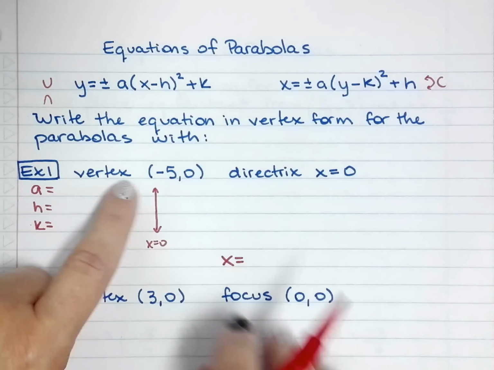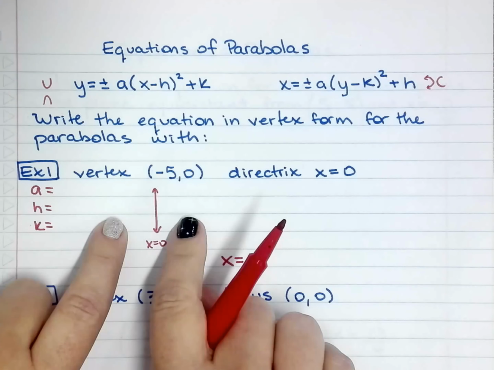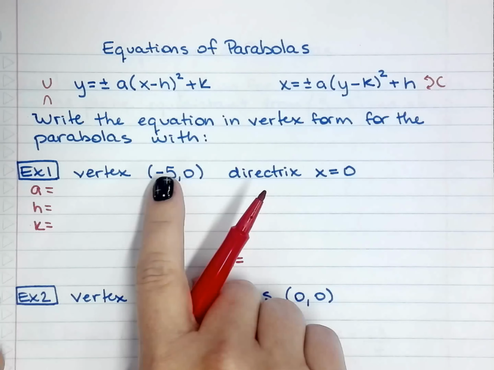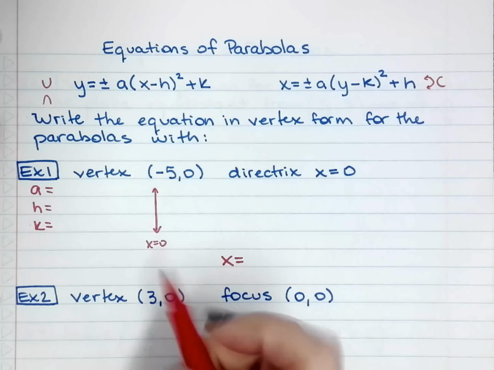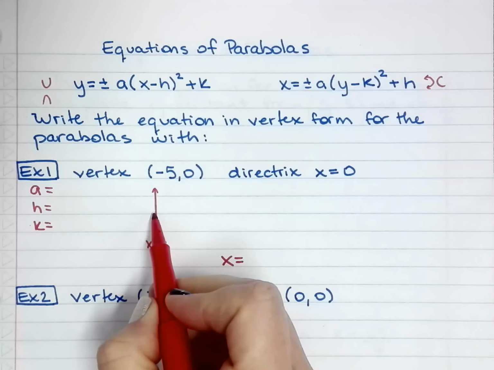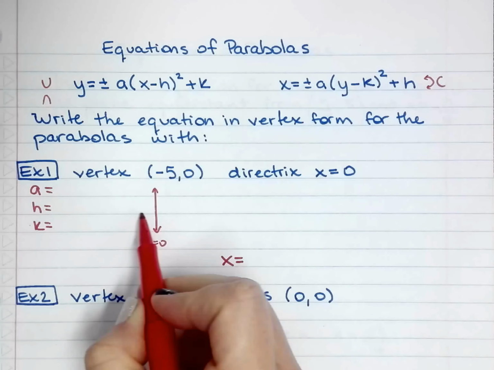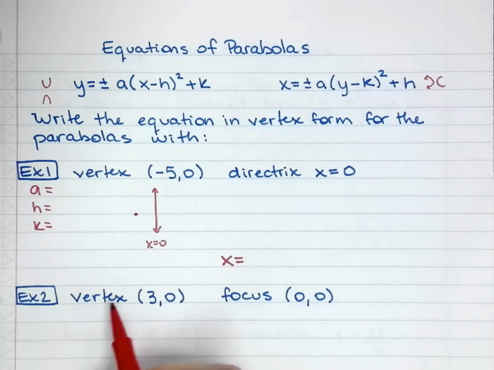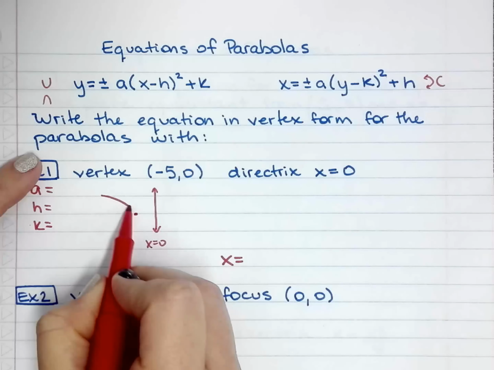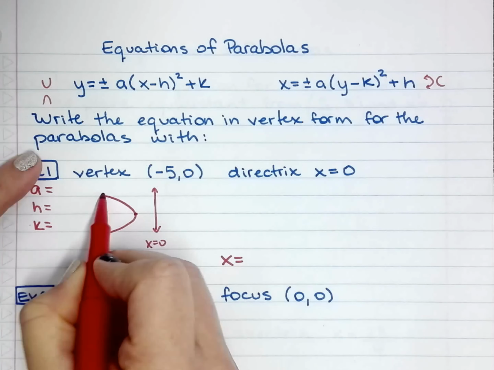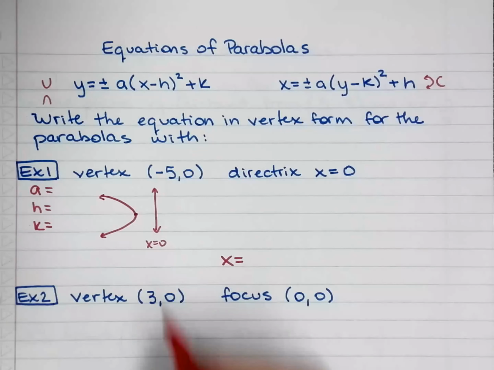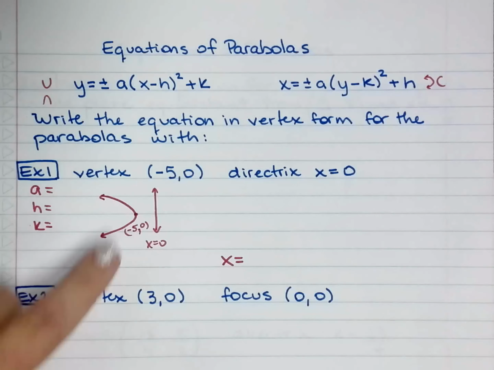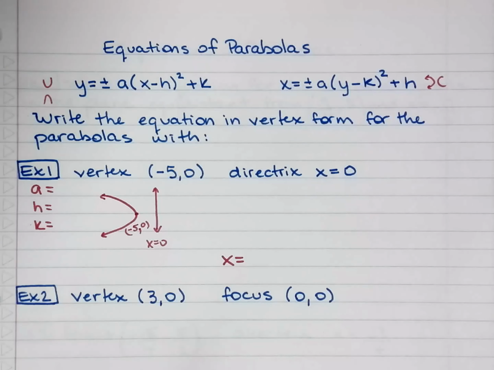Now I need to decide if the parabola is going to open left or right. So I need to find on the graph where the vertex will be. -5, 0. If this is x equals 0 on the graph, -5 would be over here to the left somewhere. So this is the vertex. If that is the vertex, the parabola would look something like that, where -5, 0 is the vertex of that parabola right there.